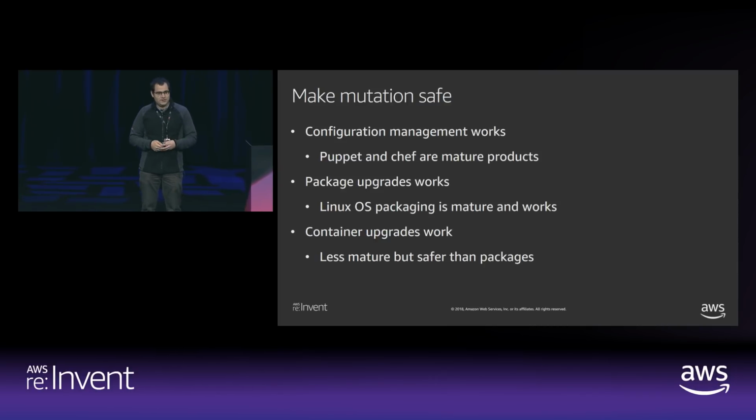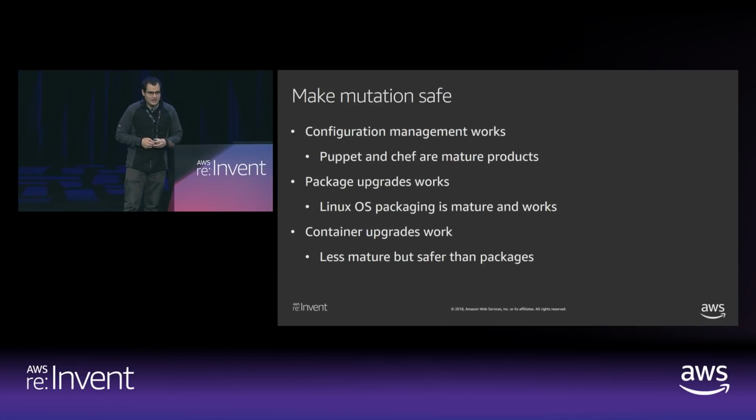There are lots of ways to do this. One commonly used way in industry is configuration management. Puppet, Chef, these tools work. They work really well, and they're industry standard. At Netflix, we take a different route.